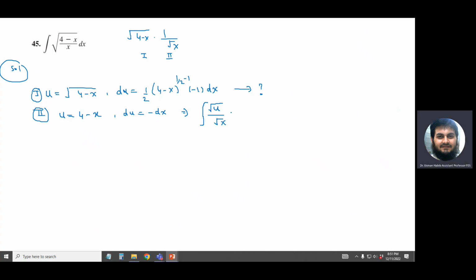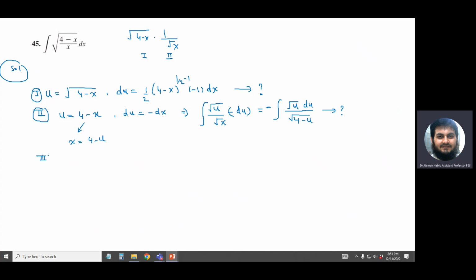Times dx is minus du, so that's just minus du gets multiplied. The minus comes out. We have root u inside d of u, but the problem is the denominator, where we have the square root of x, and from this we know that x equals 4 minus u, so we will have 4 minus u. So you see that our problem hasn't been solved. We now have another integral which is a bit complicated, and there's no way to solve this.